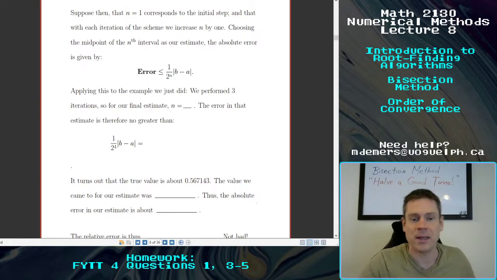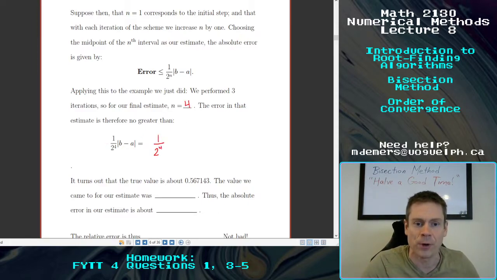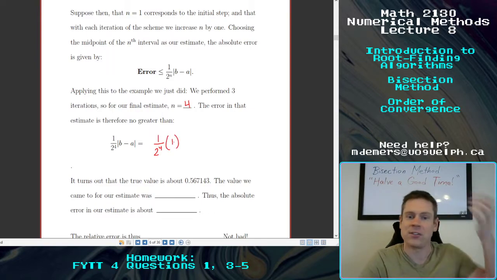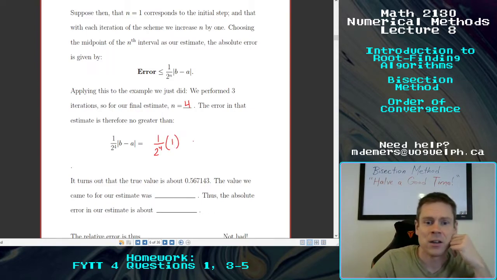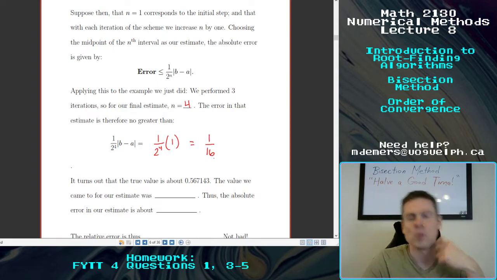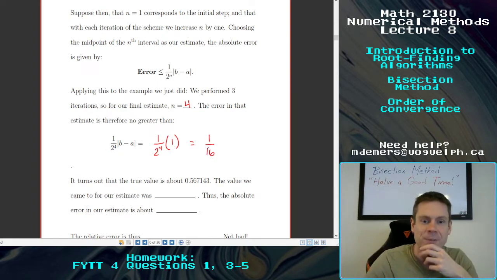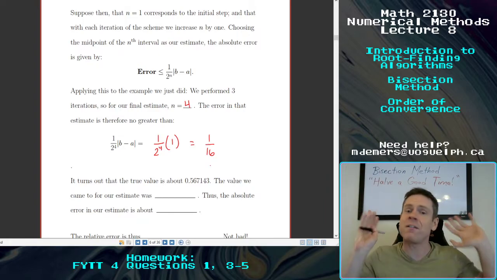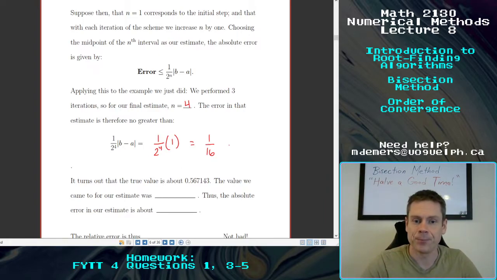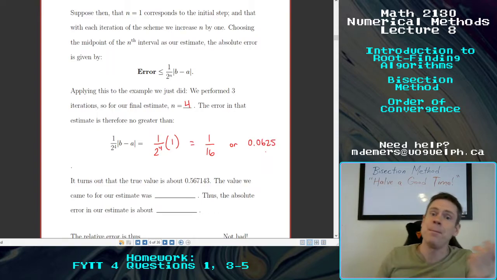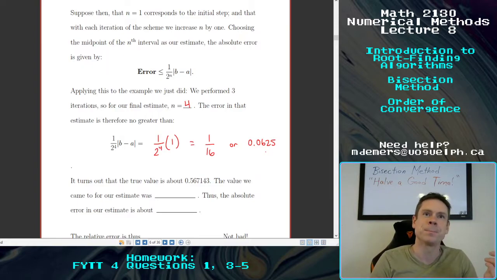Our final estimate corresponds to the fourth interval, and so the error in that estimate is no greater than 1 over 2 to the 4 times 1, because that's the distance between b and a for our example there, which is 1 over 16, which corresponds to that 0.0625. Okay, so that's the most that our final answer could even be off by. So that was 0.0625. And it's nice to have a measure of that, because then you know how bad your answer can be as a worst case scenario.